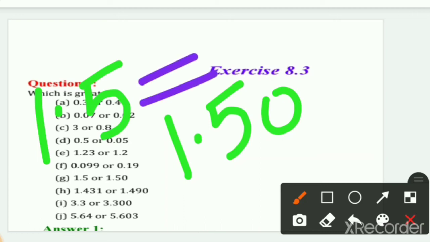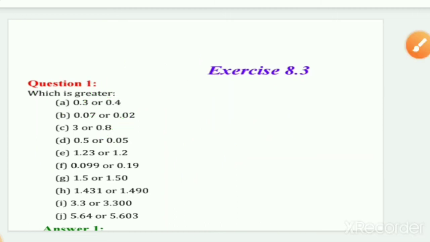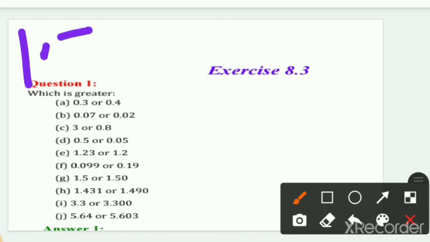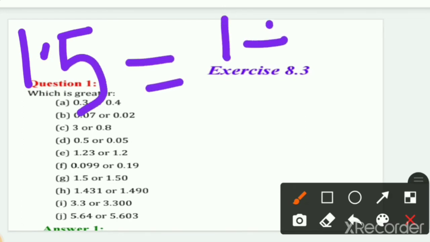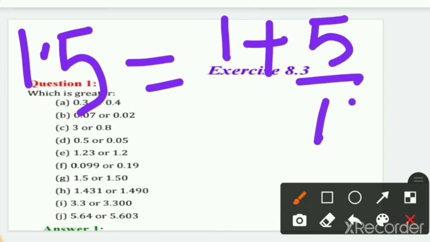Now tell me how. Let me show you. See, this is 1.5. How will we represent it? 1 plus, this is the 10th place, it means 5 is divided by 10, right? Yes. Now we will represent 1.50.